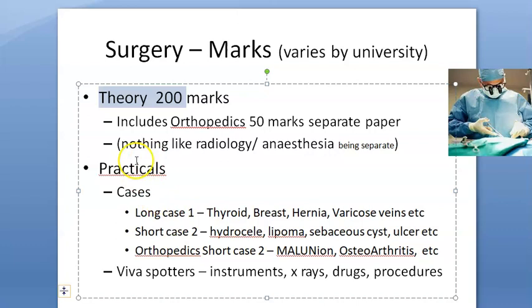So there is nothing like radiology, anesthesia, etc. There are no separate chapters or questions from these. This is all blended in very much. Now coming to practicals.